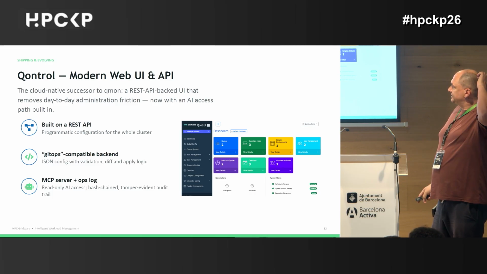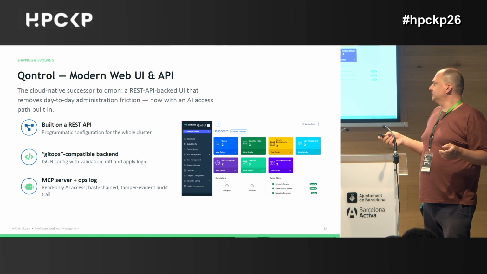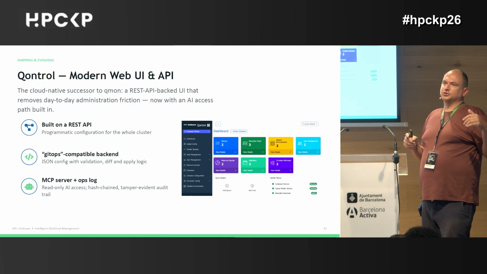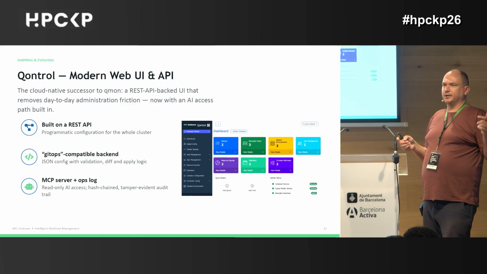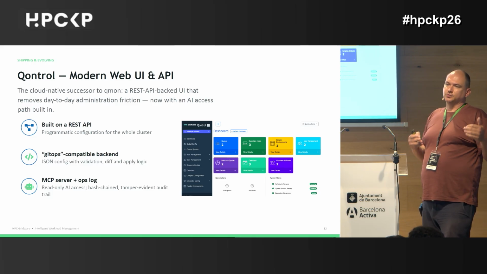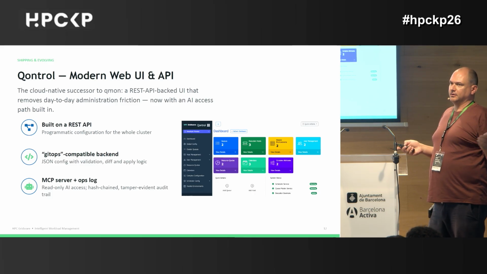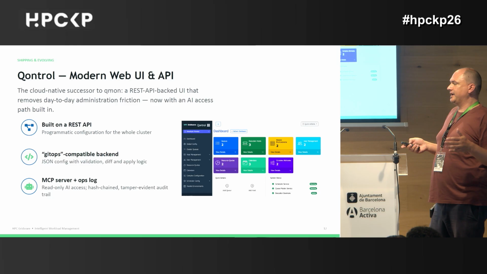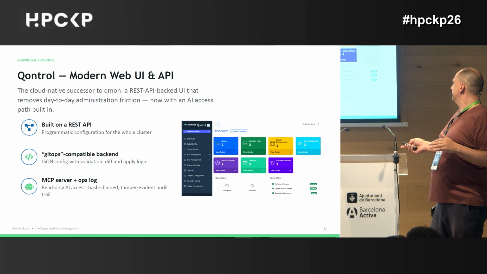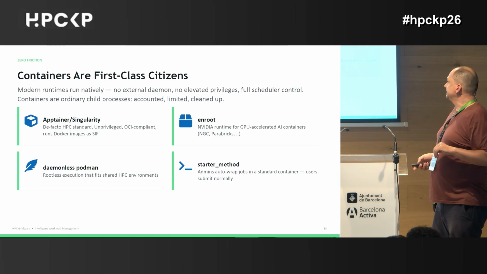Another thing here is the latest additions are an MCP server, which I come to later, and an ops log, which is a hash-chained log file where you can see who changed what at which time, so you can opt in for that. And of course, people cannot remove entries because it's hash-chained, and you can query it also from the user interface.